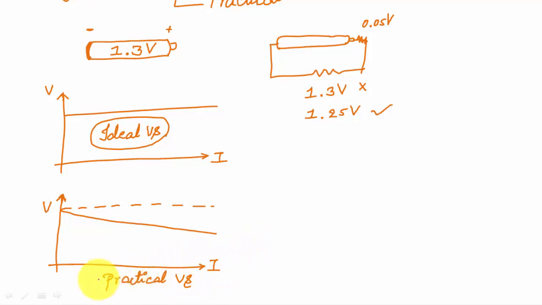Any doubts? In the case of a practical voltage source, as current increases, voltage decreases. Why is the voltage getting decreased? See, it's a potential. Suppose this is my battery. It is having some internal resistance. What is the terminal voltage? Suppose E over here and R. The voltage you are able to access is V equals E minus IR.